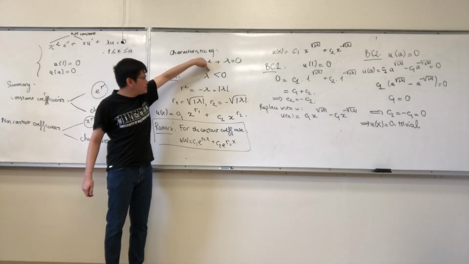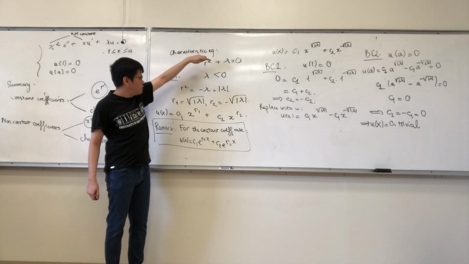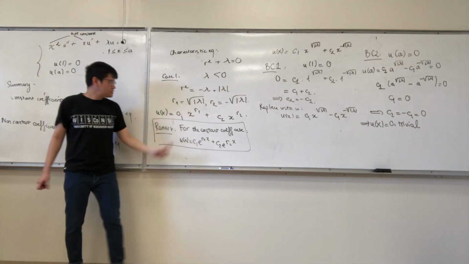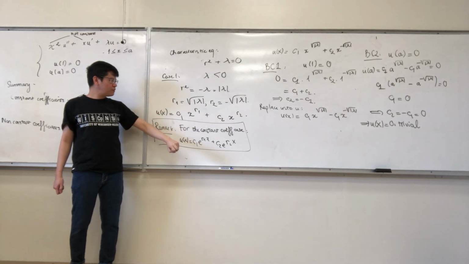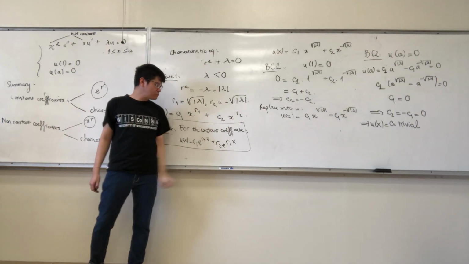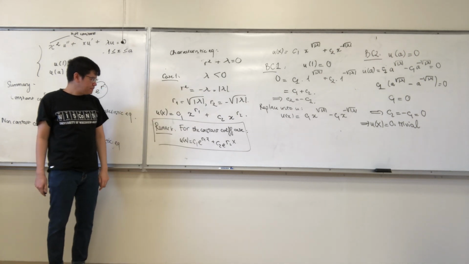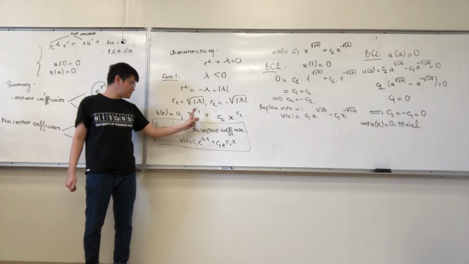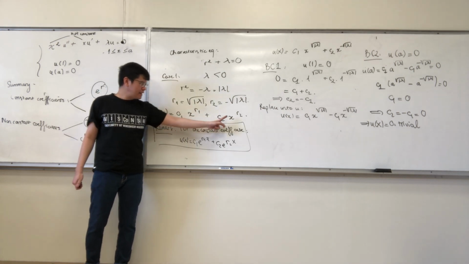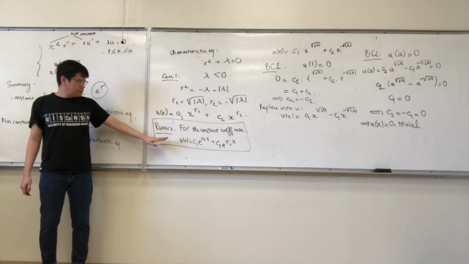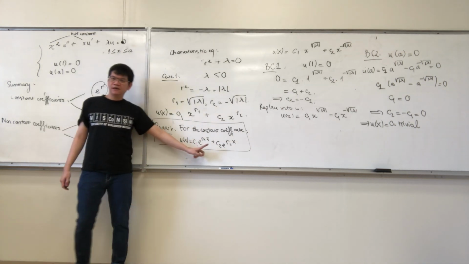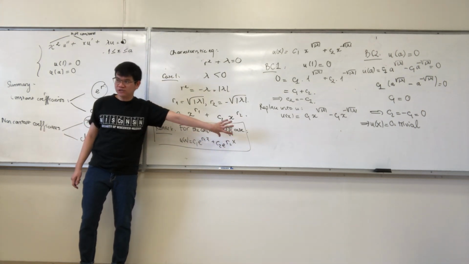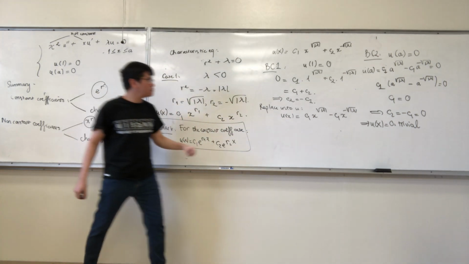Case number 1, lambda is negative. When lambda is negative, then r squared is minus lambda, and this is the absolute value of lambda. So r1 will be the square root of the absolute value of lambda, and r2 will be minus the square root of the absolute value of lambda. So u will be the linear combination of x to the power r1 and x to the power r2, right? A remark is that in the previous case, if you have exponential, then it's just a linear combination of the exponentials. So you just have to replace exponential by polynomial.